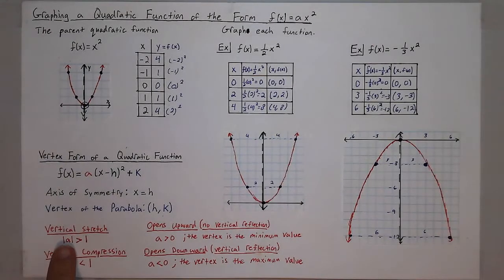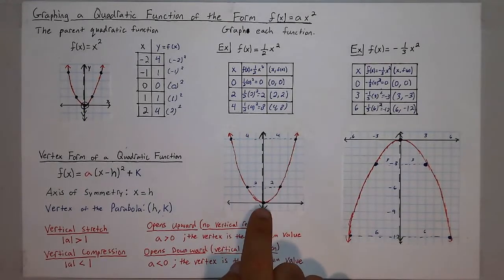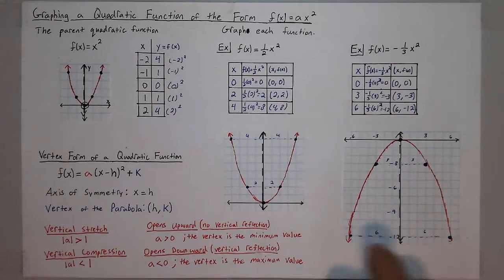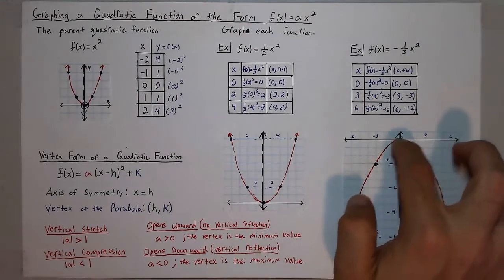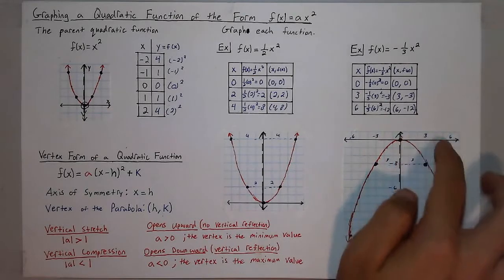So now let's talk about these stretches and compressions. Now I just talked about it opening upward or downward, and the way we tell is if that A value is greater than 0, meaning positive, the parabola will open upward, meaning there's no vertical reflection, and this vertex is a minimum value. So in the case with this problem, the minimum value would be y equals 0. And the other one, we have a negative A value, so A is less than 0. You're noticing here it opens downward, which means that we're going to have a maximum value, and there is a vertical reflection. So this vertex here, before 0 is a minimum, now y equals 0 is a maximum value.